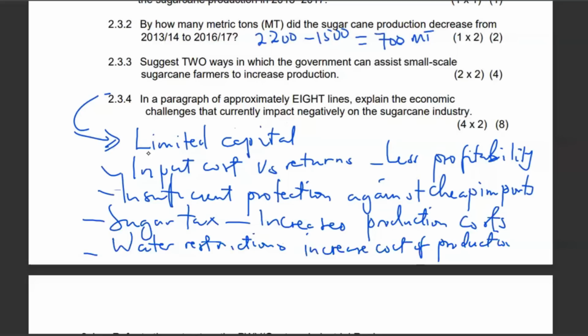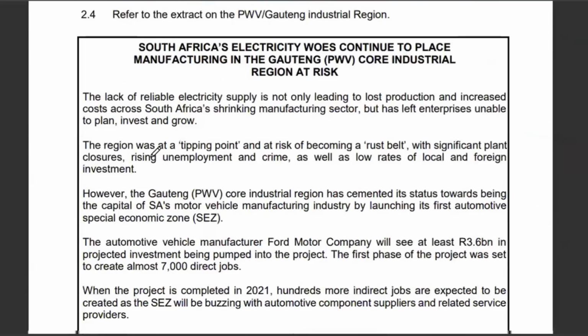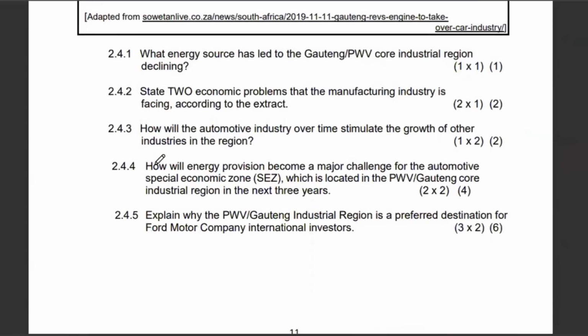Right, that takes us to the end of question number 2.3.4. We move on to question 2.4. Right, it says South Africa's electricity crisis continues to place manufacturing in the Gauteng PWV core industrial region at risk. We're not going to go through the text, we'll go to the question straight. What energy source has led to the Gauteng PWV core industrial region declining? We get that in the headings talking about electricity. In the heading of our extract is talking about electricity.